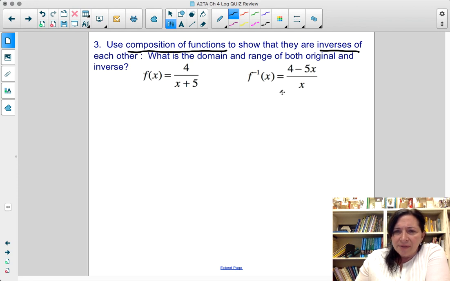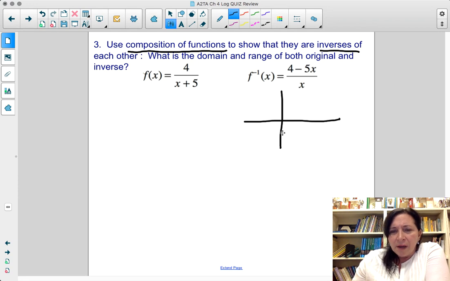And I'm going to graph that first. And in graphing that equation, I have a vertical asymptote at -5. So right here, there's a vertical asymptote. And I can plot my y-intercept. So if I set x equal to 0, I have 0, 4/5.